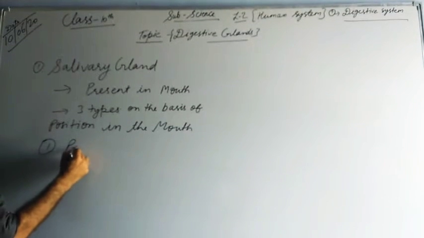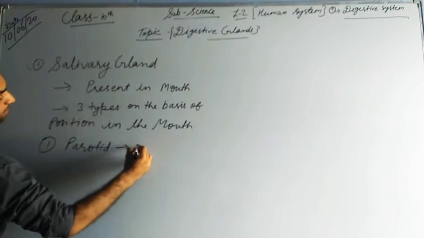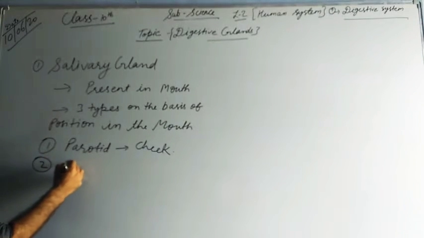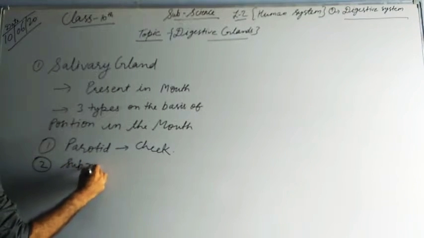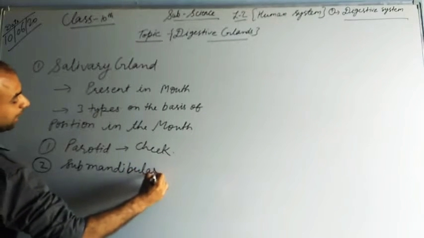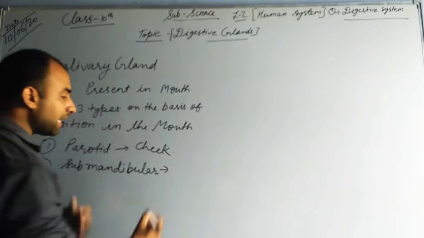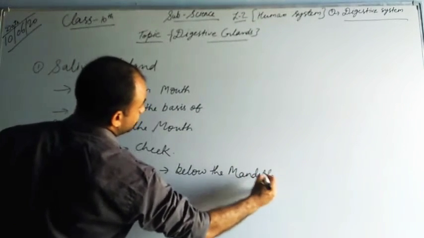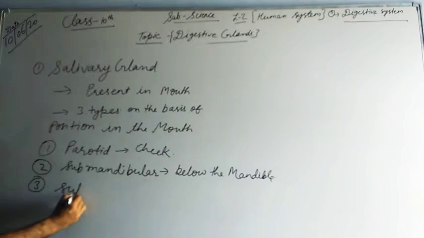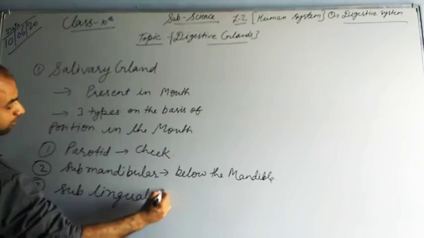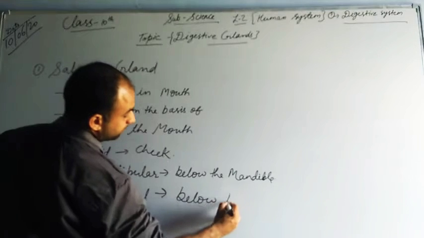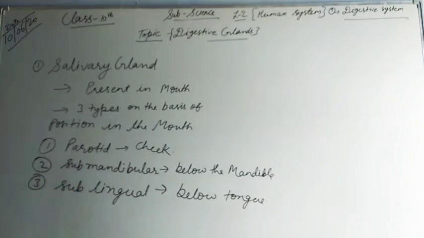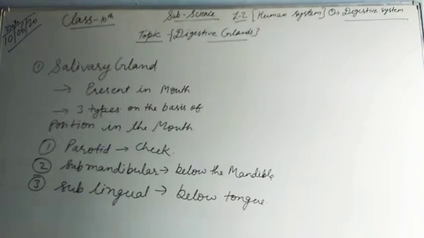Number one, parotid, present in the cheeks. Number two, submandibular, present just below the mandible. Third, sublingual, below the tongue. So salivary glands are of three types. Number one, parotid. Number two, submandibular. Number three, sublingual, according to the position on which they are located inside our mouth.